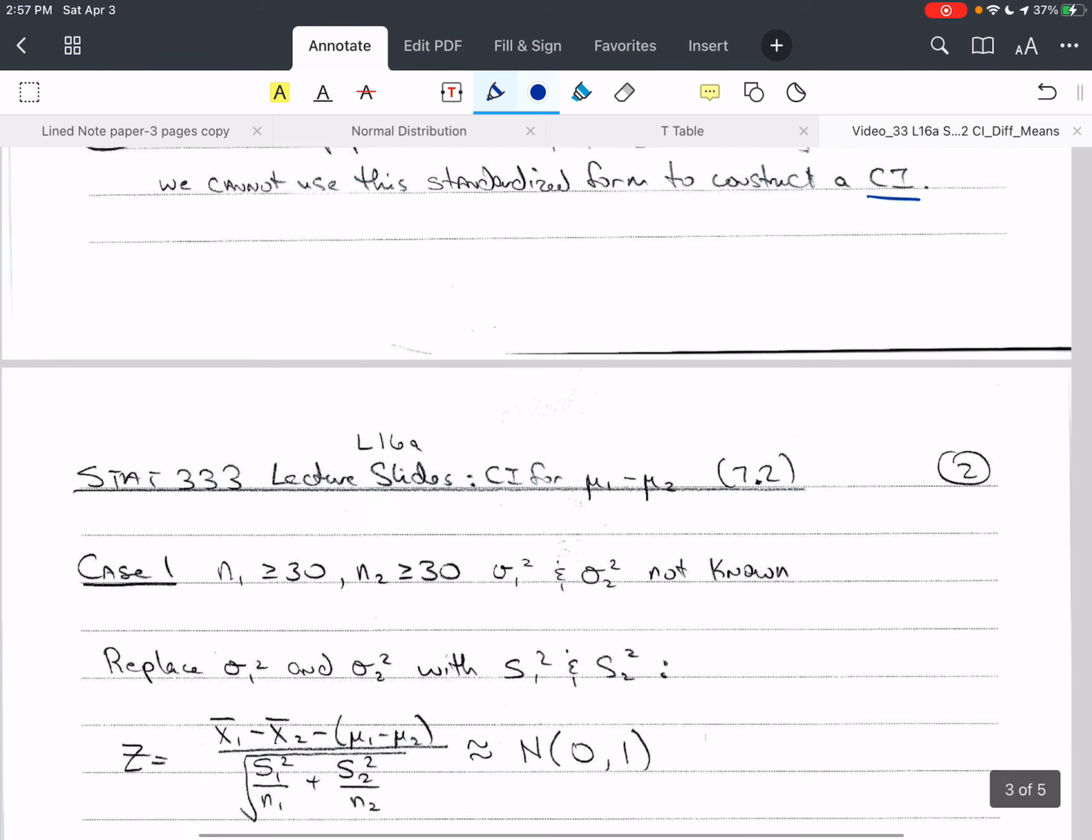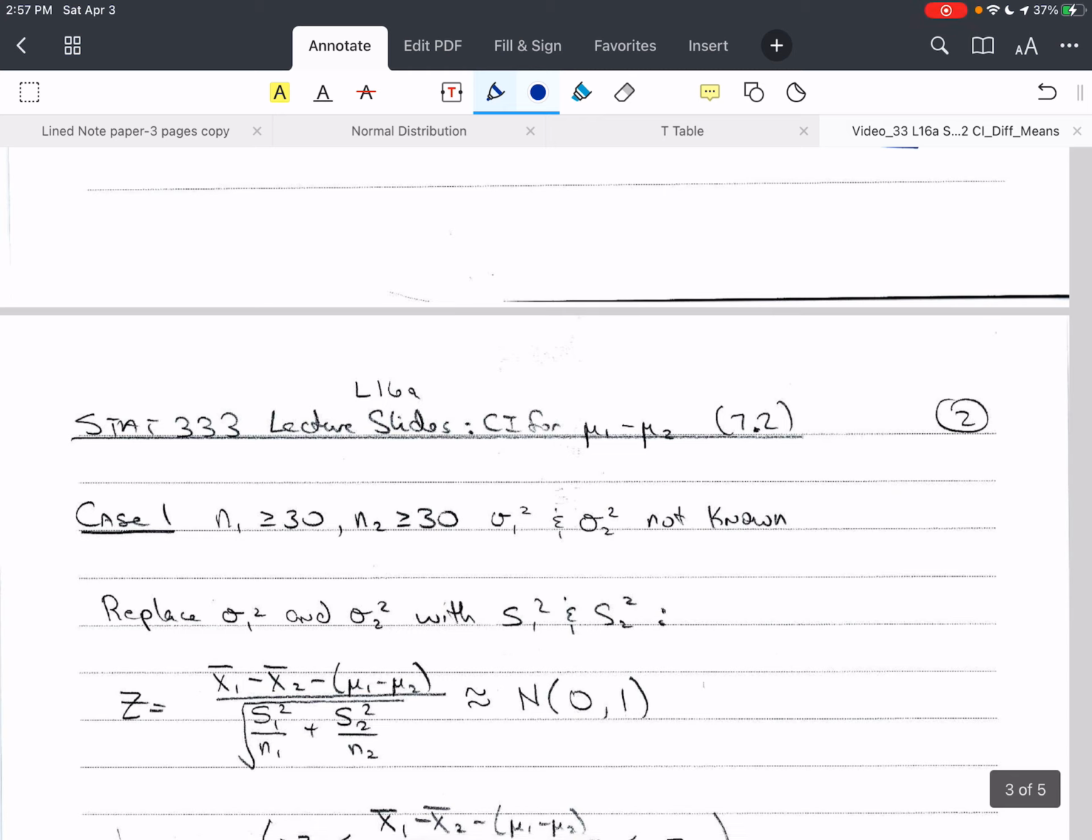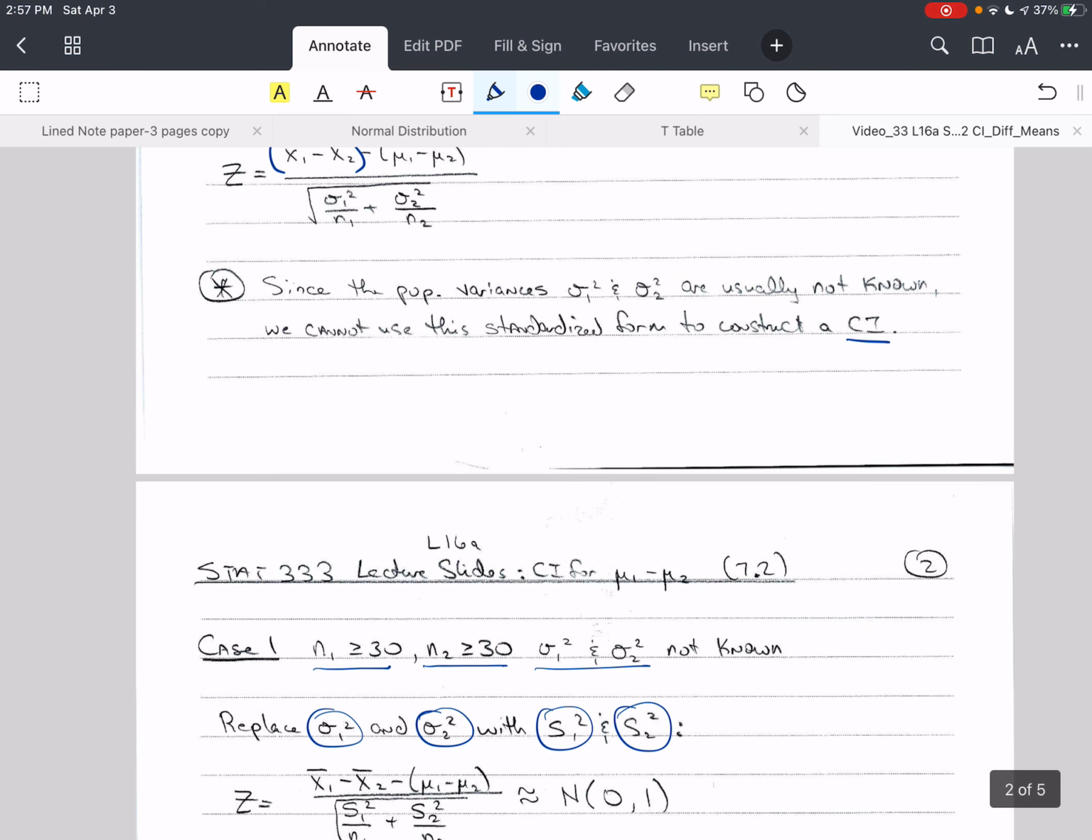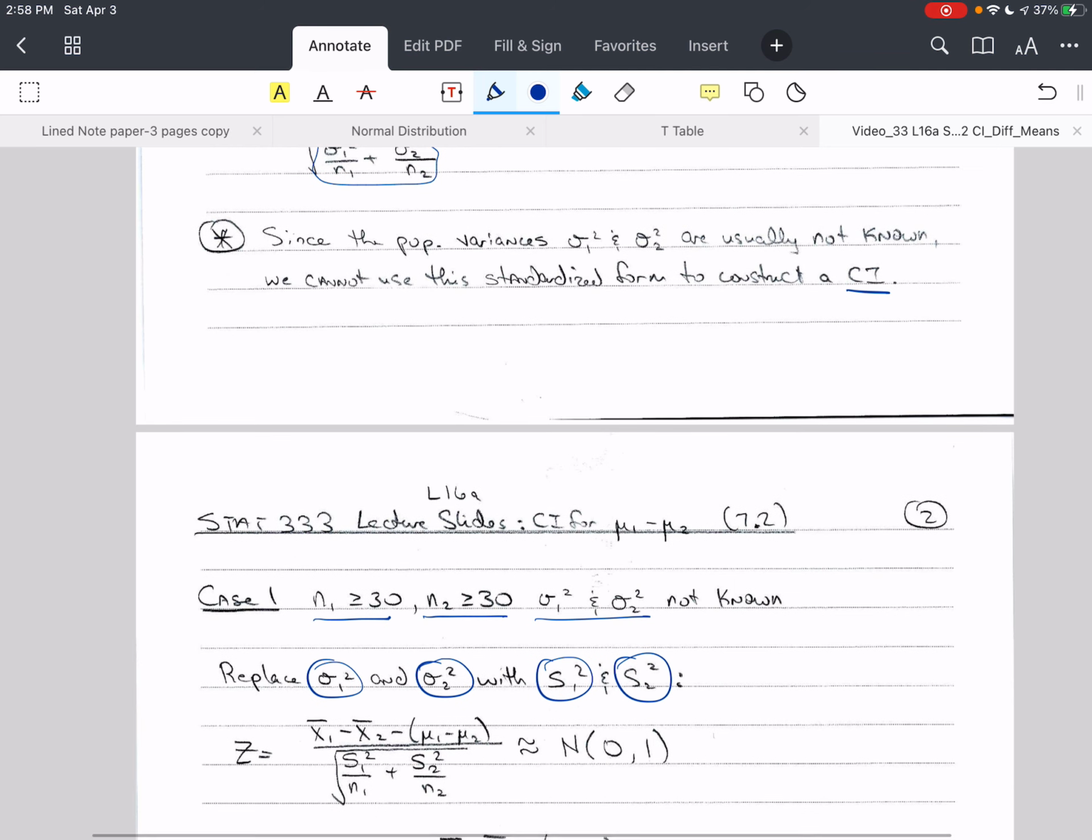So for our case, we have n1 greater than 30, n2 greater than 30. We don't know sigma 1 and sigma 2, so we're going to replace sigma 1 squared and sigma 2 squared with s1 squared and s2 squared, respectively. And so this standardized form goes from, at the top, the numerator stays the same. The denominator, instead of having the sigmas in there, we have s in there.